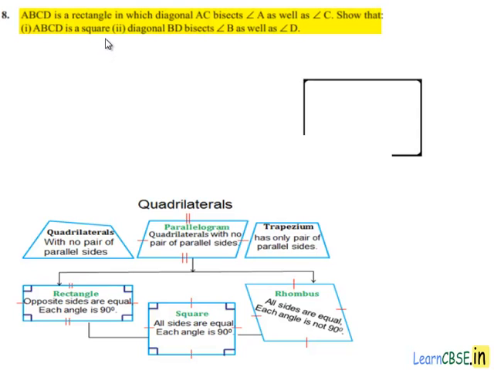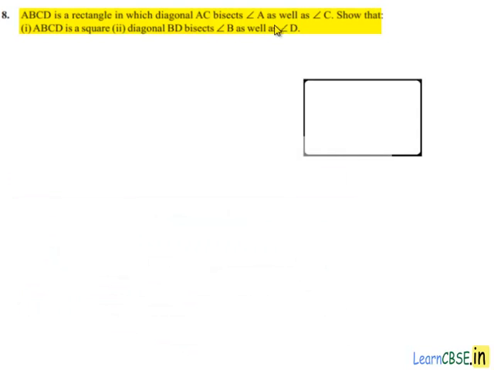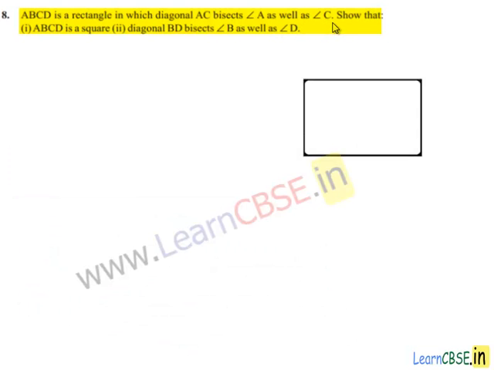Moving on to the 8th question. ABCD is a rectangle in which diagonal AC bisects angle A as well as angle C. Show that ABCD is a square. And secondly, diagonal BD bisects angle B as well as angle D. Now moving on to the solution.